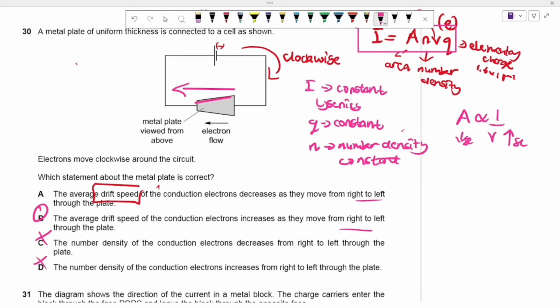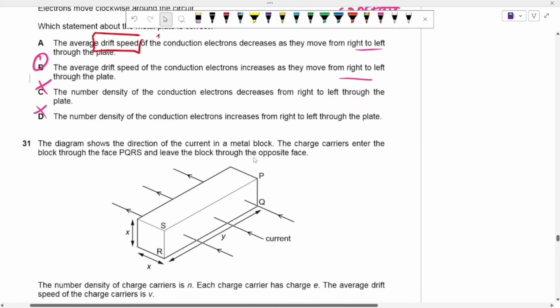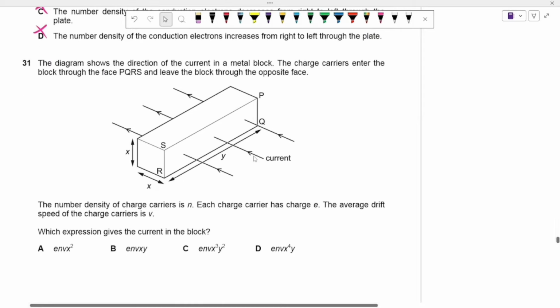Move on to question 31. The diagram shows the direction of current in a metal block. The charge carriers enter the block through face PQRS. So they're entering through this face, so basically this is what they're using to enter. Okay, so we just want to find the current in the block. Which expression gives us the current in the block?